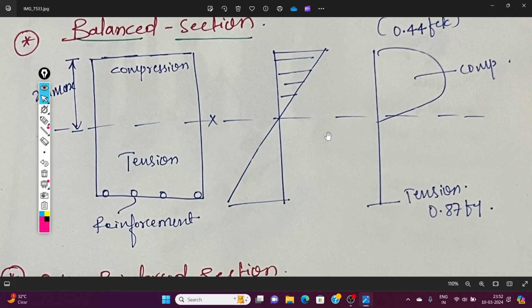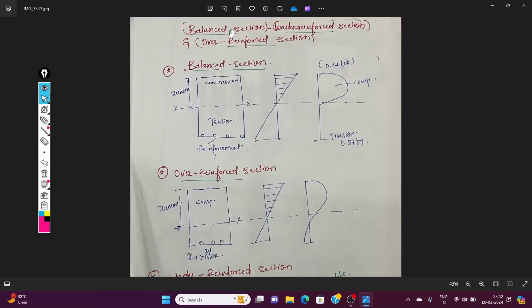In this video, we will see about the balance section, under reinforced section and over reinforced section of the beam. Before going to this, we'll see about the nature of steel and concrete.